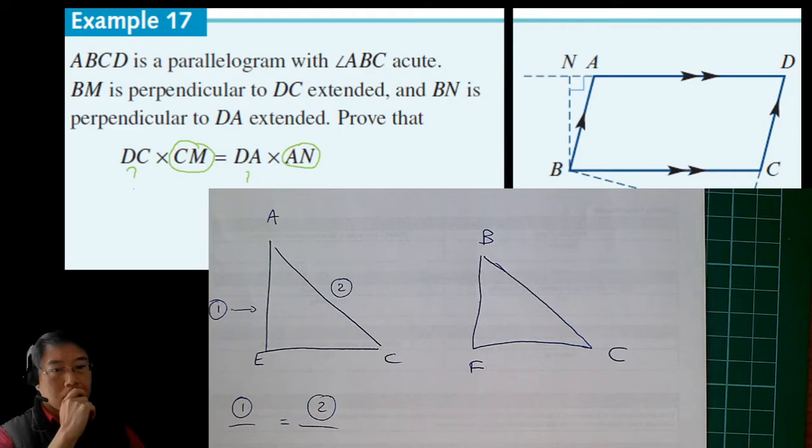Because it's in the same triangle as AN. Okay. But this relationship has DC. There's no AB, so fine. You use AB, but how are you going to change it to using AD or DC then?